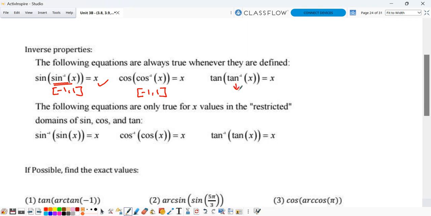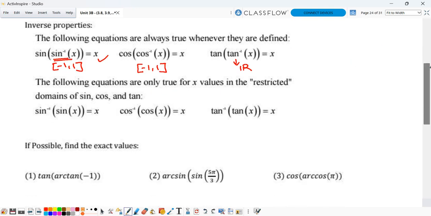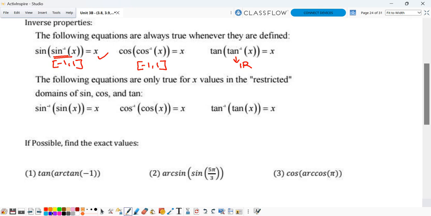Okay, so tangent. The domain of tangent inverse is all real numbers. So this is happy, happy, happy. The first row is not a big problem. Okay, so the second row, notice that they are backward. Sine inverse is outside. So I'm putting a star here because this is the one where you have to be very careful. The following equations are only true on the restricted domain. You have to think of the restricted domain of sine, cosine, tangent.